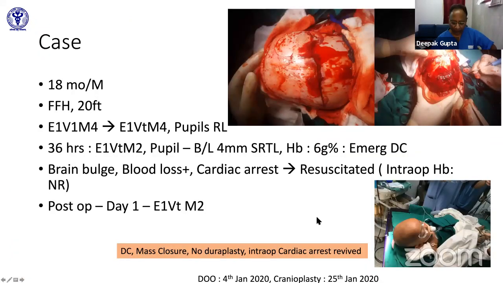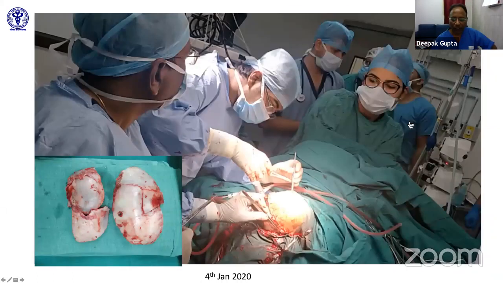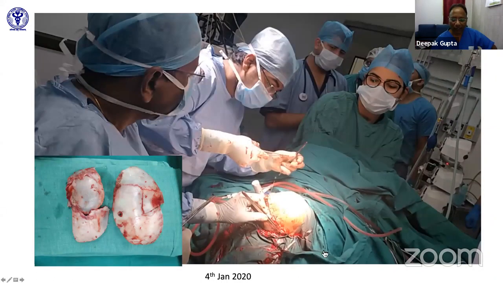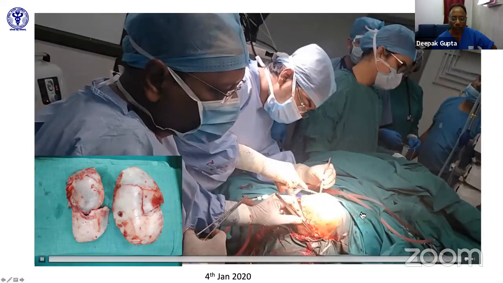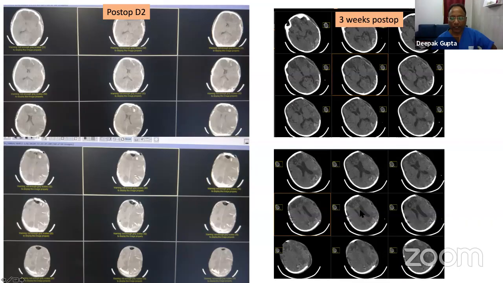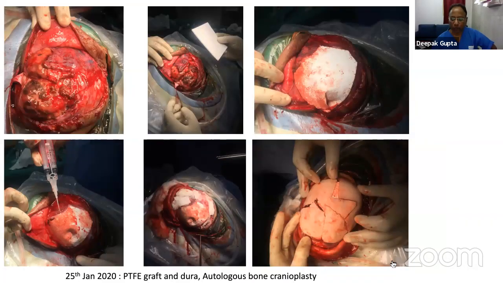This was a young child recently operated who had an intraoperative cardiac arrest and was actually revived on the table. You can see the anesthetist doing the resuscitation, and I think this child was operated in January. This child actually improved subsequently, and we did a cranioplasty, and this is a happy child and was discharged home satisfactorily.